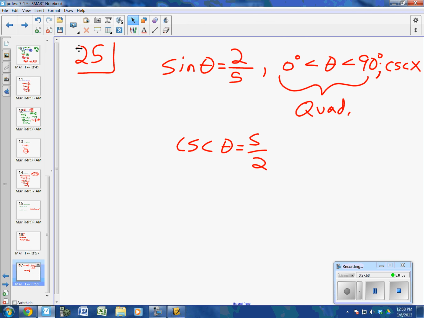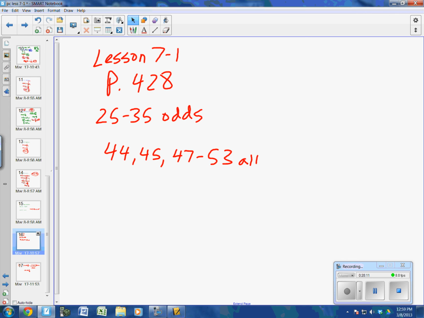A lot of those problems after 25 you're going to have to use Pythagorean identities for. Okay? All right, that concludes today's lesson. I'll just go one at a time. Okay, here, for those of you who were not here last time, that is the assignment. I'm turning it off, so pause it if you're at home.